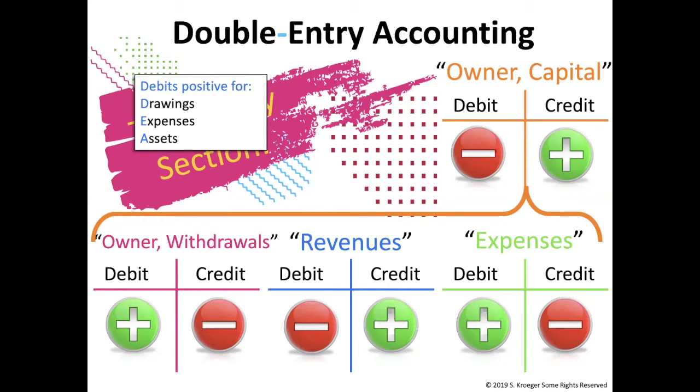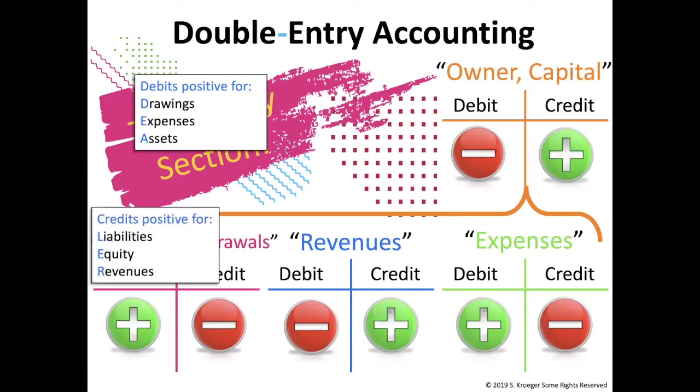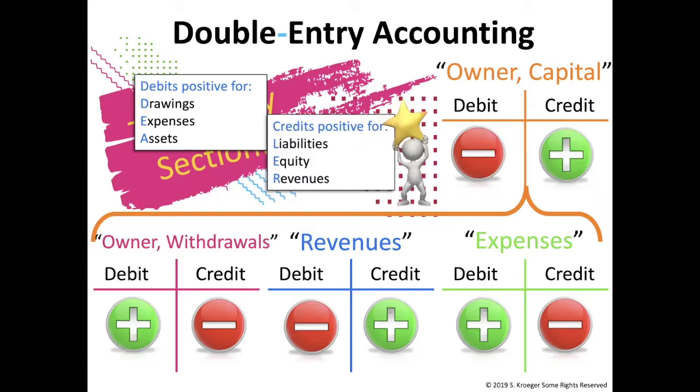Split in half. The DEA stands for drawings, which means withdrawals, expenses, and assets. Drawings and withdrawals are the same thing. These all have debit balances. The second half, which is LER, stands for liabilities, equity, and revenues, which all have credit balances. So a good trick is to memorize the word DEALER. Debits are positive, credits are positive.